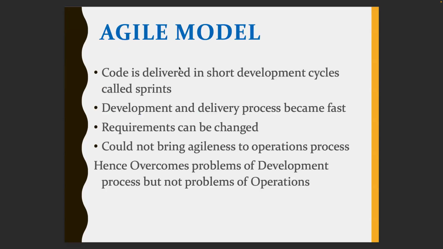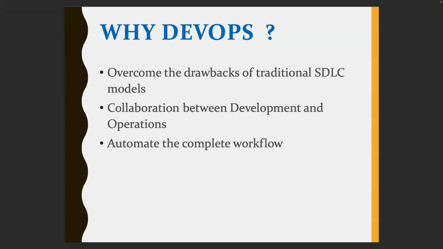Then came Agile. In Agile, code is delivered in short deployments like sprints. It's not that all the code is developed at once. It will be developed in chunks, in bits and parts in the sprints, right? Every week there might be a release. So the development and deployment process became faster. Requirements can be changed, but Agile could not bring agility to operations. Hence it overcomes the problems of the development process but not operations. So that's where DevOps came in. It overcomes the drawbacks of the traditional software development lifecycle. It allows collaboration between development and operations, and it will automate the complete workflow.